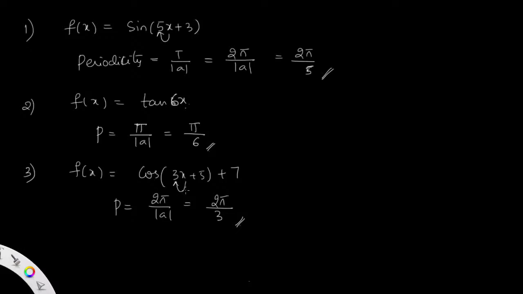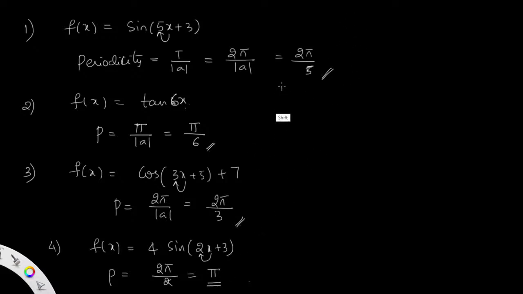Okay, next question. Question number 4: f of x equals 4 into sine of 2x plus 3. The periodicity of sine is 2 pi by mod a. The x coefficient is 2, so the periodicity of the function is pi units.